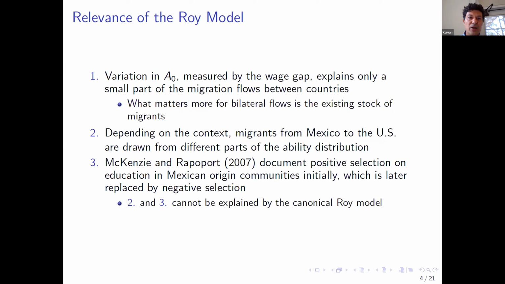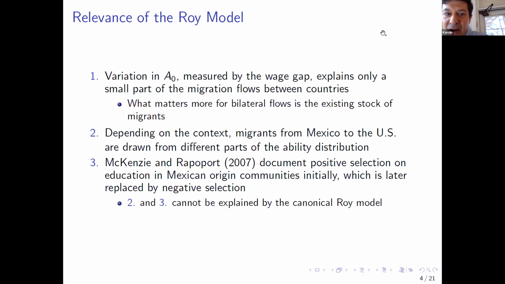The first thing is that variation in A0 measured by the wage gap measures only a small part of the migration flows that have been observed between countries. What seems to matter more for bilateral flows is the existing stock of migrants.